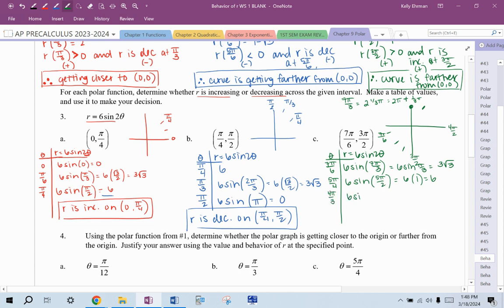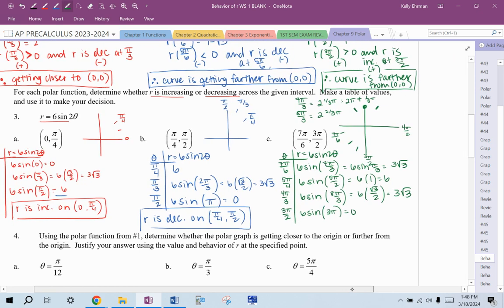And then we're going to put in 4 pi over 3. That's 6 times the sine of 8 pi over 3, since it's 2 theta. What about 8 pi over 3? That is 2 and 2/3 pi. So that's 2 full pi plus an extra 2/3. That lands you in quadrant 2. That's 6 times positive radical 3 over 2 again, 3 radical 3. And finally, we get down to 3 pi over 2. So that's 6 times the sine of 2 times 3 pi over 2, which is 3 pi. Back to 0. All right, so what's happening on this interval?